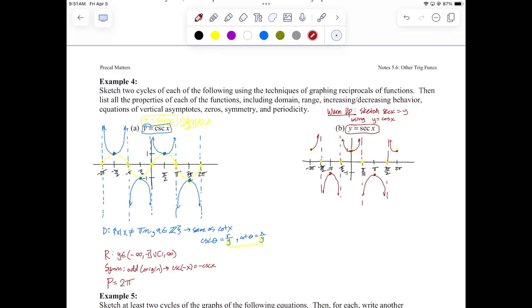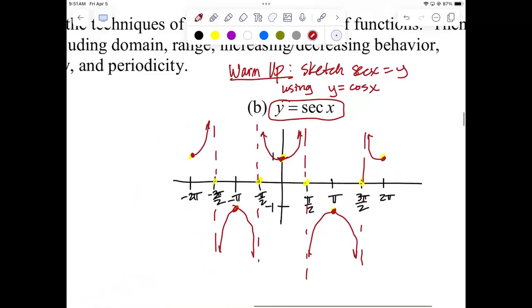We're sketching the graph of secant from cosine. We sketched cosine. Axis points became asymptotes. High stayed high, low stayed low, and they got turned down for what?